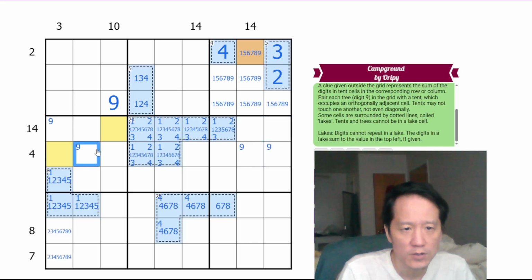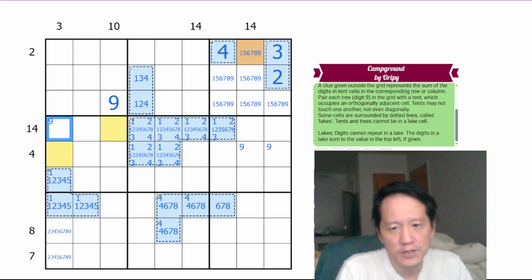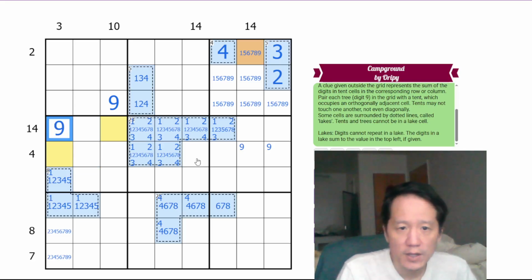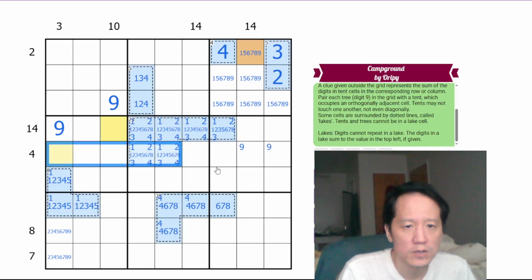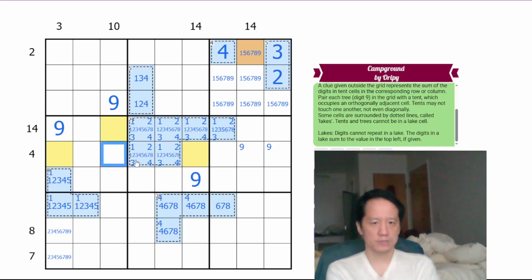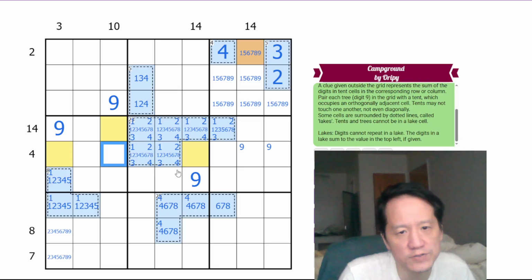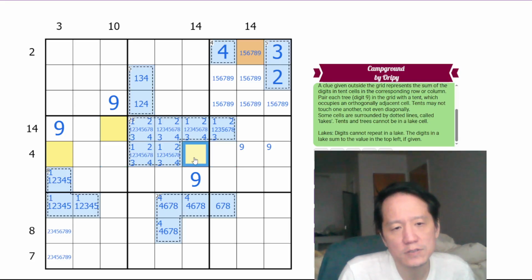So therefore it would be attached to a 9 here, which means this would not be 9. This would have to be a 9. And we need one more because this was a 3 or 1. So this would have to be a tent. It would be a 1 or 3. It would be attached to a 9 here, because that's the only place for it. So far this is okay.